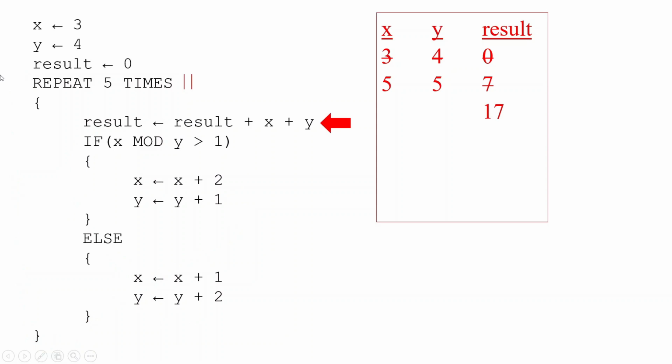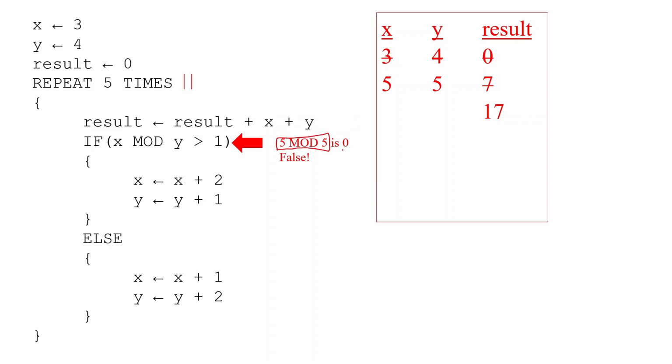I make my tally mark showing that I'm going through a second time. So result is currently 7, X is currently 5, Y is currently 5. If I add all of those together, I get 17, and that becomes my value of result. Then I check this again, X mod Y greater than 1. X is 5, Y is 5.